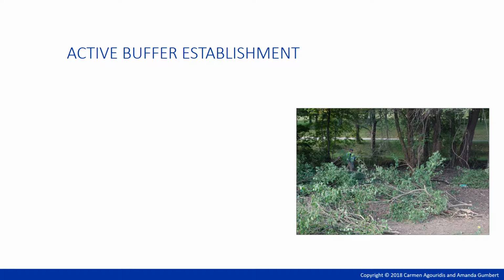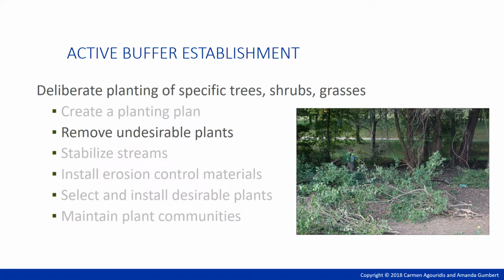One of the first steps may be to remove undesirable plants from your stream buffer. These plants are often invasive and non-native and do not provide the ecosystem services that native plants suitable for streamside plantings can provide. Examples of species you may want to remove are bush honeysuckle, winter creeper, and garlic mustard. These plants can be removed by mechanical means such as cutting and pulling, but may also require herbicide treatment to prevent regrowth.